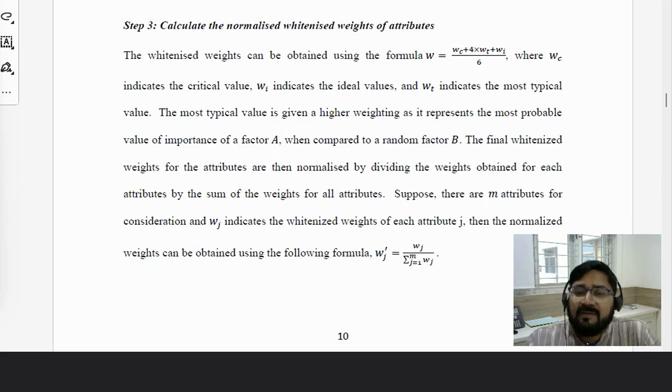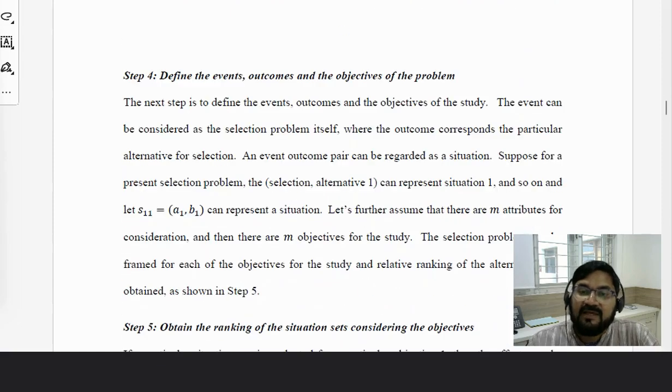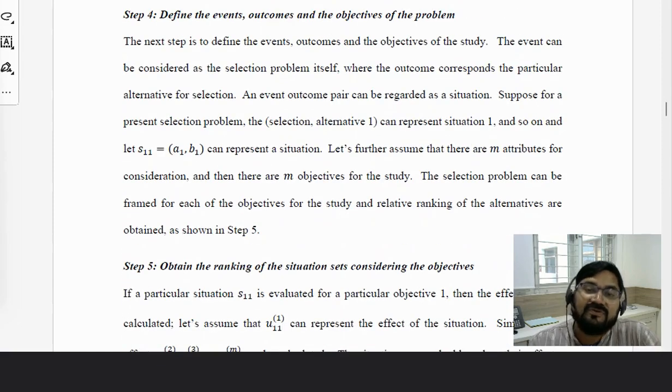Again we have a number of criteria. So there are m attributes or m criteria we are considering. Then we can calculate the normalized weights. You add all the weights, that is Wj divided by the sum over j equal to 1 to m of Wj. So you add all the weights and divide each weight by that, and you will get the normalized weight for this.